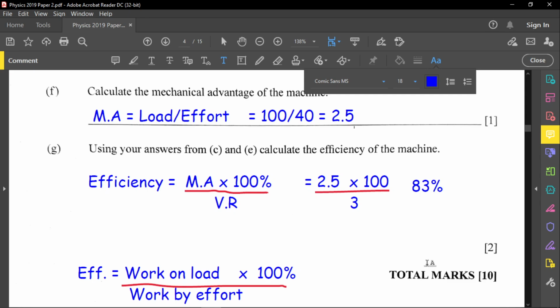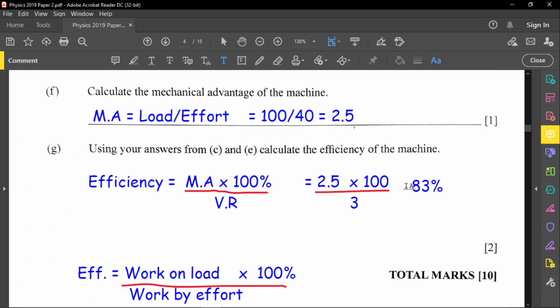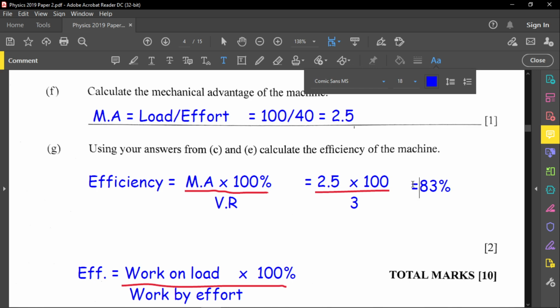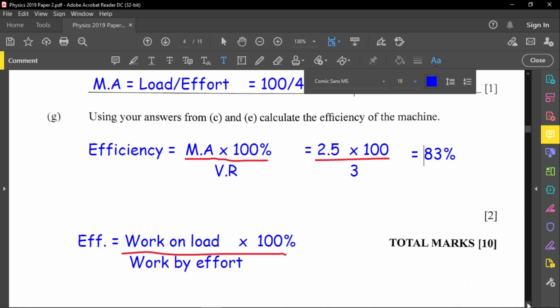Let's see if it works out for the second formula as well. So this is equal to 83%. Let's see if the second formula works out too: work done on load over work done by effort. So what is the work done on the load? It is simply the force times the distance.